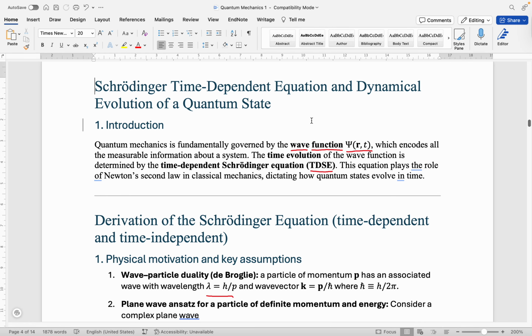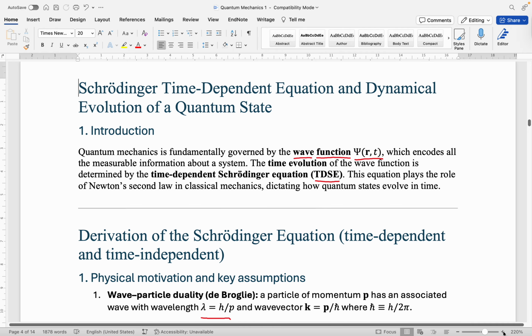Let's talk about Schrodinger's time dependent and time independent equation. We can derive Schrodinger's time independent equation from Schrodinger's time dependent equation. So the logic is that first we will derive, or we can develop the Schrodinger's time dependent equation.